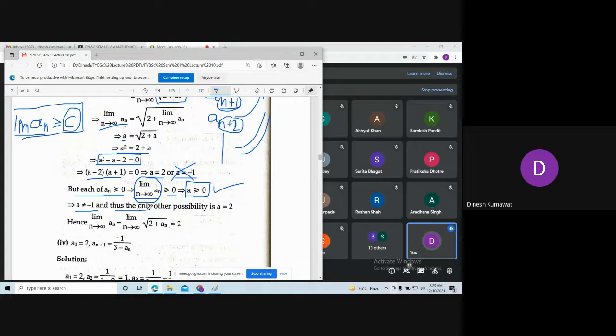Thus the only other possibility is a is exactly equal to 2. Hence, we conclude limit of a(n) as n tends to infinity is nothing but 2. That's why we are saying this sequence is bounded above by 2 and hence it is converging to its supremum. Is the example clear? Yes, sir. Okay. Now can I leave this next example for your homework?